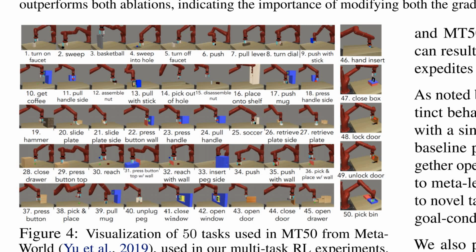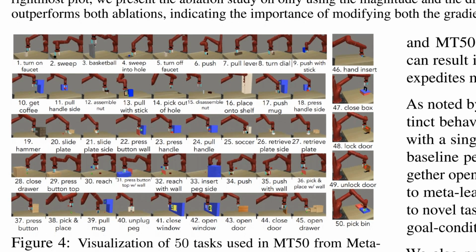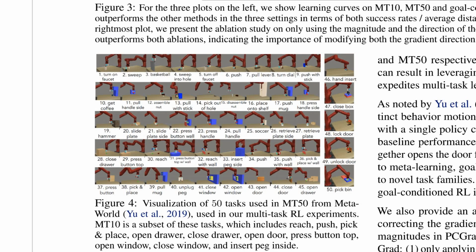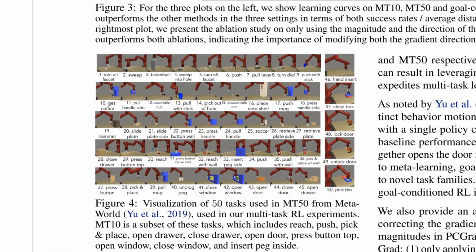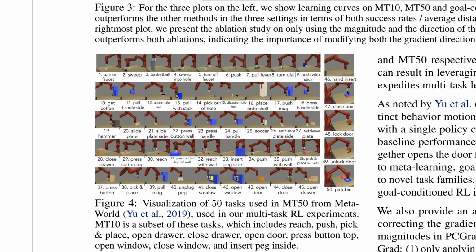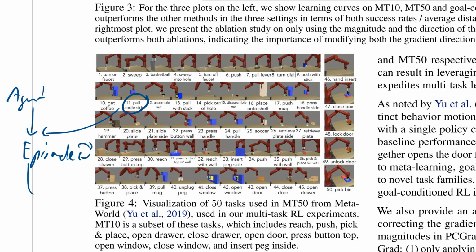Very cool. And in their actual implementation, they say what they do is they have these multiple tasks. So they have the agent, and they first select a task. So for example here, pull this, right? Then they generate an episode by interacting with the environment, back and forth. Then they put that episode into a replay buffer.